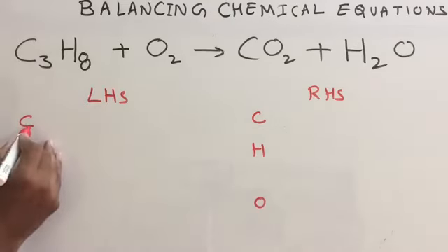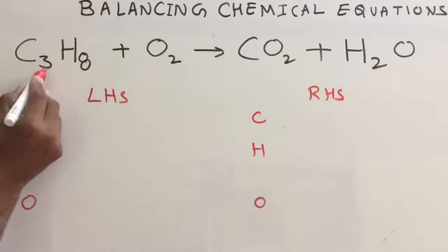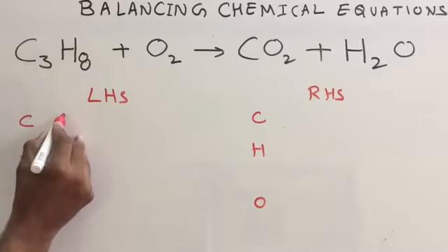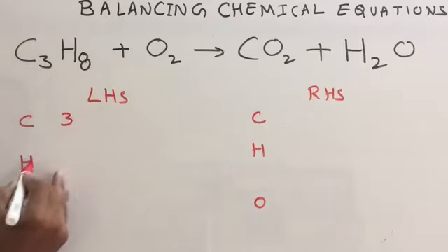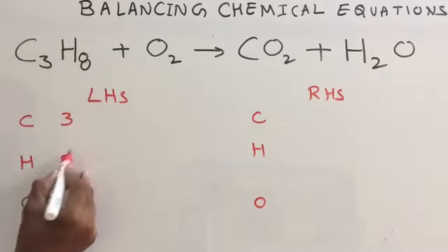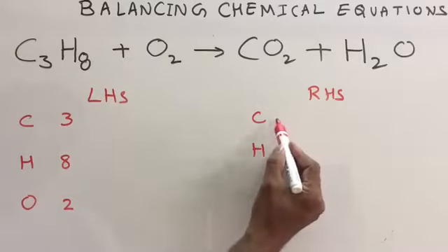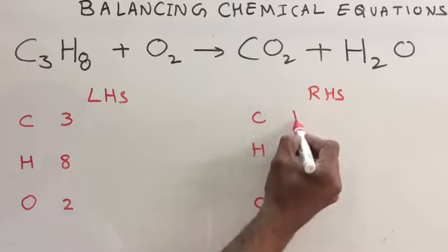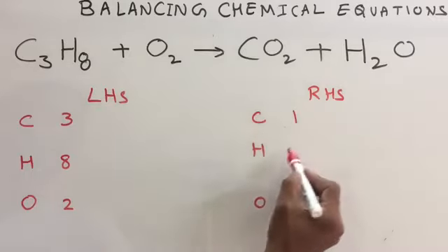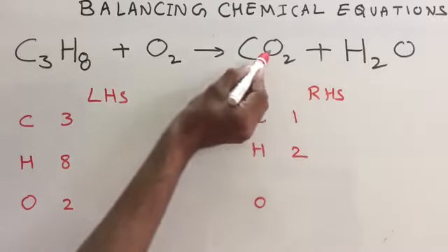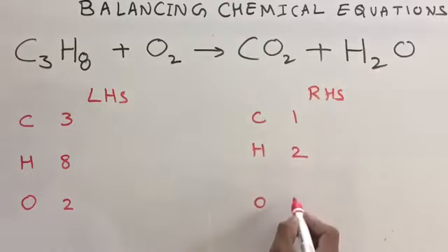How many atoms are there for carbon? See, 3. That means 3 carbon atoms are there. So write here 3. And then you have 8 hydrogen atoms and 2 oxygen atoms on LHS. Now check on RHS. On RHS you have 1 carbon atom, 2 hydrogen atoms, and oxygen here 2 and here 1. That means total 3 oxygen atoms.